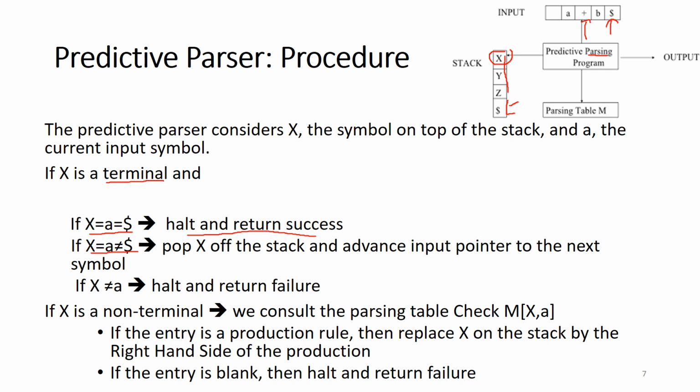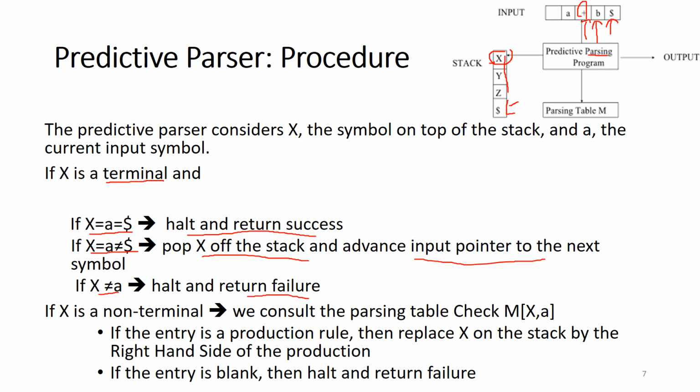If X is equal to a not equal to dollar, which means there is a match between the top of the stack and the current input symbol, then we pop X, the top of the stack, from the stack and advance the input pointer to the next symbol. This is where the pointer is going to point next. If X is not equal to a, which means there is no match between the top of the stack and the current input symbol, then we halt and return failure.